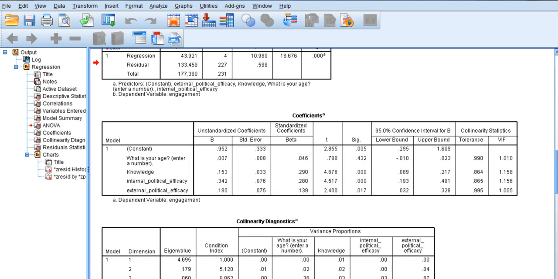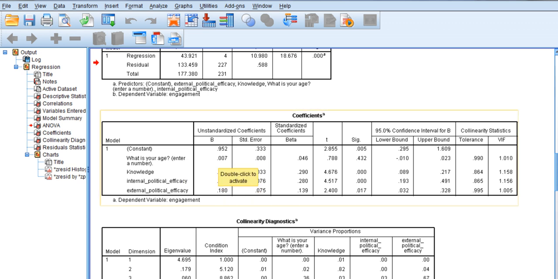We can move on to the table of the coefficients. First, the first coefficient is for the constant. That's often not terribly interesting. This basically gives us the value of the dependent variable, engagement, when all the predictors are set to zero.